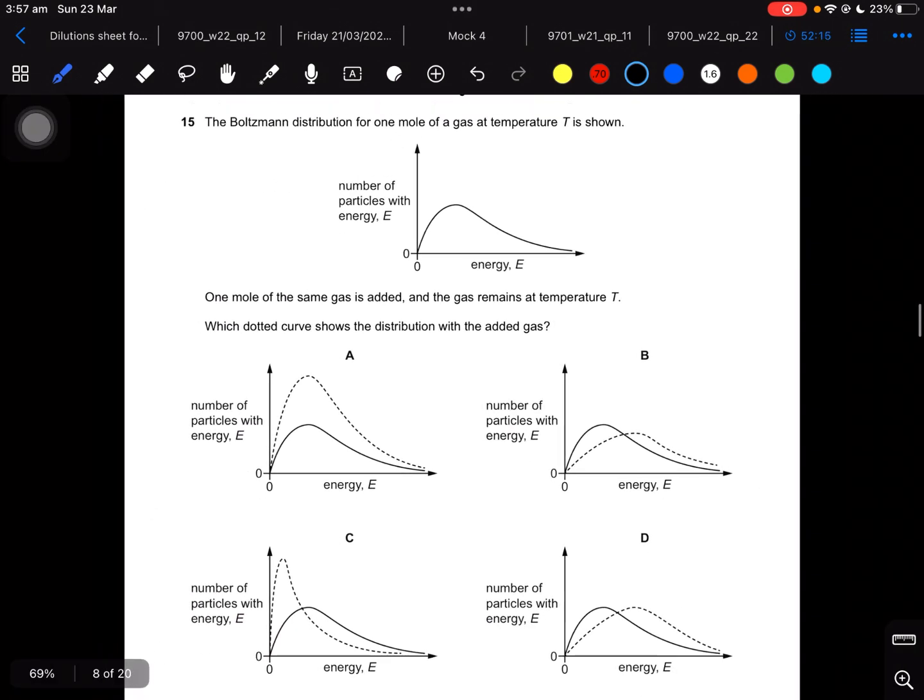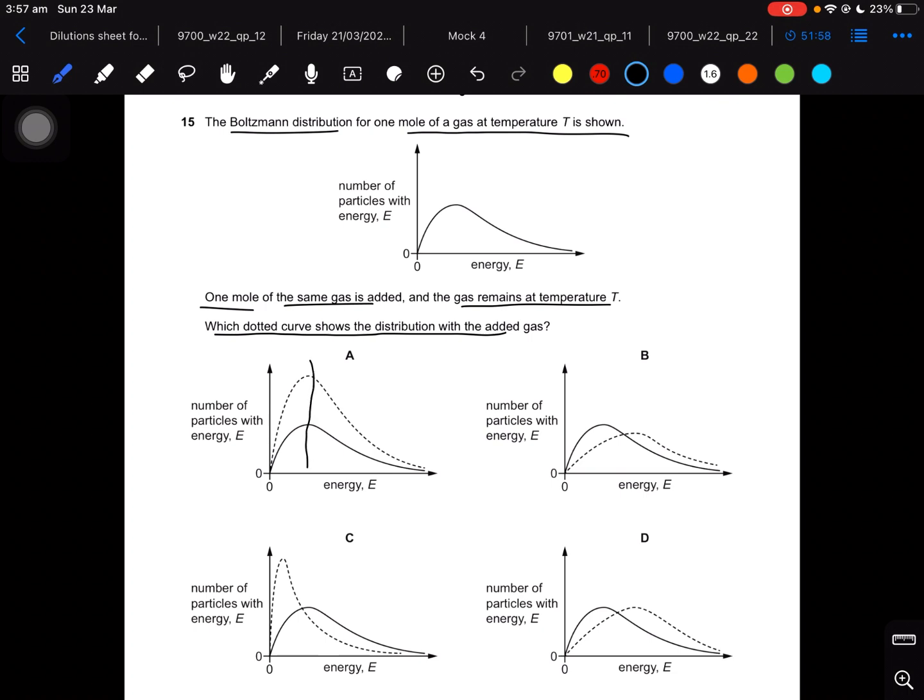15, okay. Boltzmann distribution for 1 mole of a gas at temperature T is shown. 1 mole of the same gas is added and the gas remains at temperature T. Which dotted curve shows its distribution with the added gas? So the peak is gonna stay the same, everything is gonna stay the same, because the temperature is not changed. You're gonna have just more molecules having the same energies and everything, so it's A.